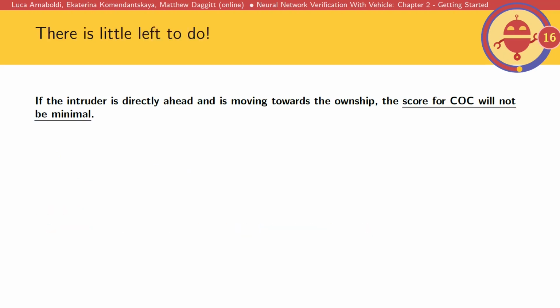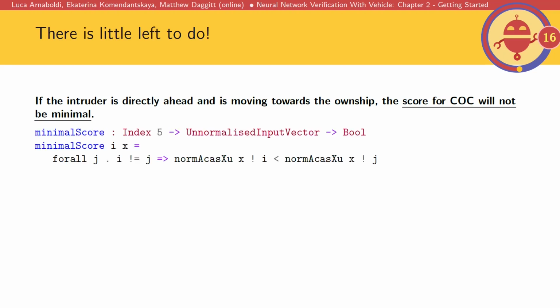And then finally, we just need to define what it means that the score for clear of conflict will not be minimal. Well, for this, we need to define a minimal score. We go for an index and then a normalized input vector in 5. So let's have a look. Minimal score will get an index of a vector and the vector. And then it will say, go for all the indices j that are not the same as the input that you gave, and check that the output of normalized ACAS Xu on the vector is on that.